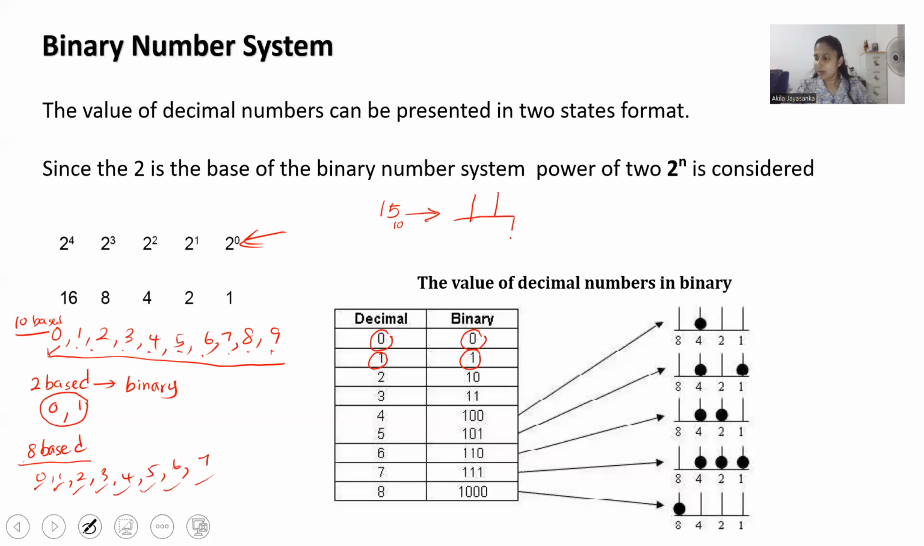Now I am going to draw an abacus to represent the 15 in decimal number format. Right? Okay. When we consider the decimal number format, from right to left, we get this place as 10 base 0, 10 to the power 0. This place we get as 10 to the power 1. And this one we get as 10 to the power 2.